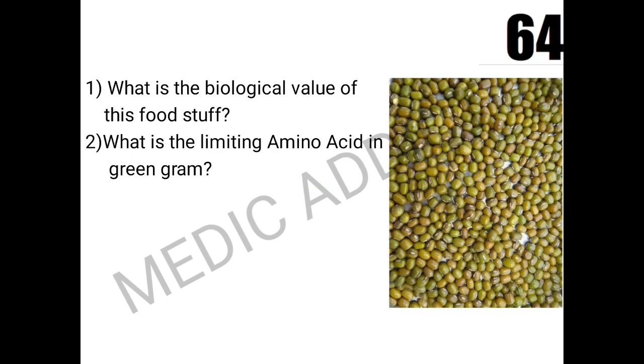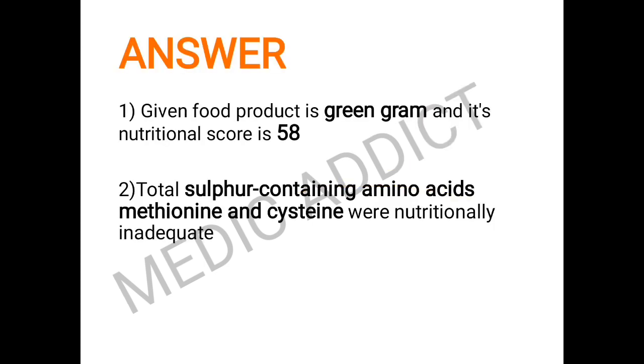So on this spot we have to give the biological value and the limiting amino acids in the green gram. So the given food product is the green gram and its biological value is 58. The green gram is usually deficient in the sulfur containing amino acids like methionine and cysteine.